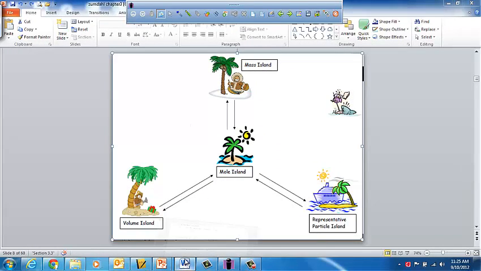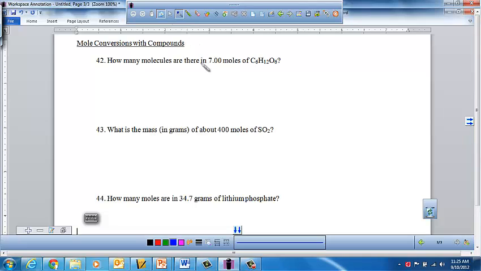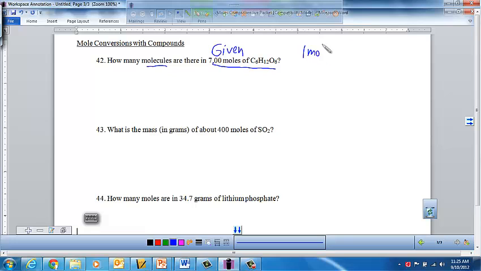We're going to look at some examples right here in this example worksheet. If you don't have this worksheet, you can just follow along with me. So we are given that there are 7 moles of a substance. This one right here, 7 moles. And we want to convert it into molecules. I know that 1 mole equals 6.022 times 10 to the 23rd molecules.